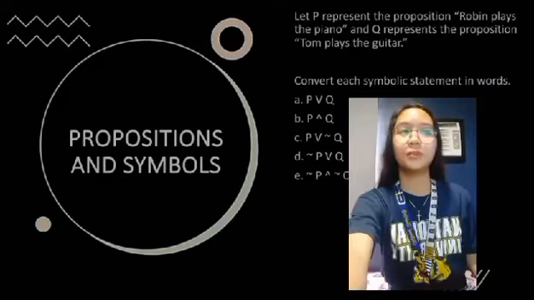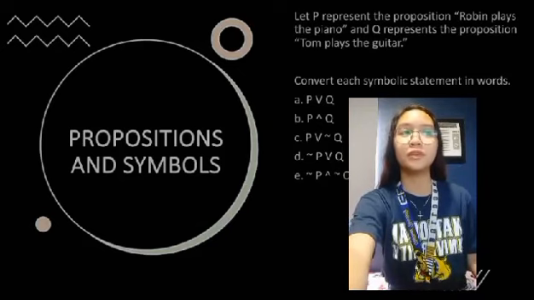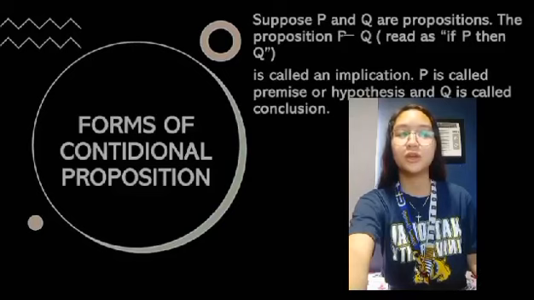Forms of conditional proposition. Suppose P and Q are propositions. The proposition P conditional Q, read as if P then Q, is called an implication. P is called the premise or hypothesis, and Q is called the conclusion. Example, P: I study my modules, and Q: I still don't have an allowance.